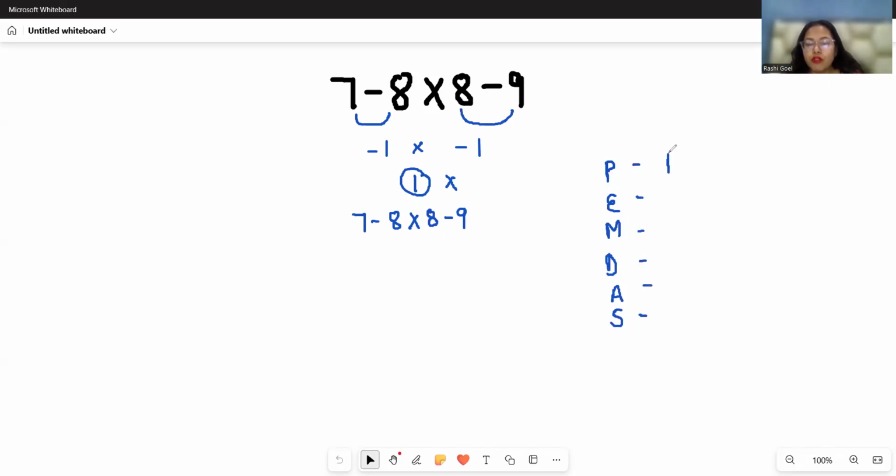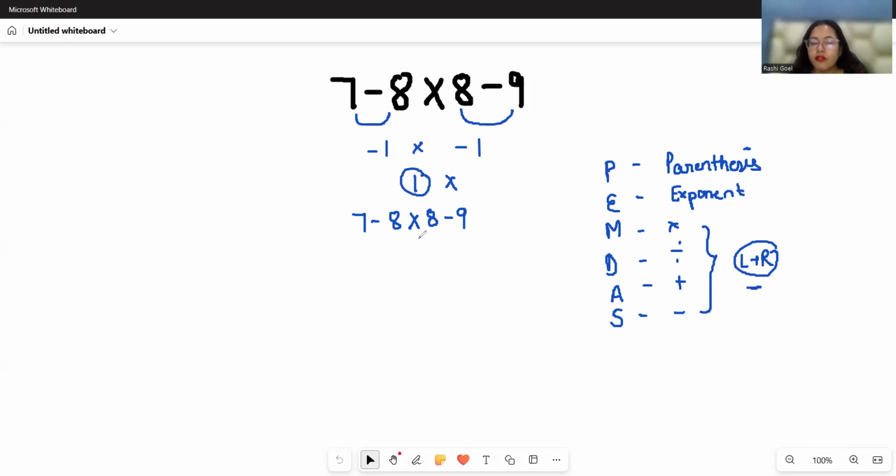So in PEMDAS rule, first you have to solve the parenthesis if given, then exponent if given, then multiplication and division, both have same priority. Similarly, addition and subtraction have same priority, but we need to solve it from left to right. Always remember.